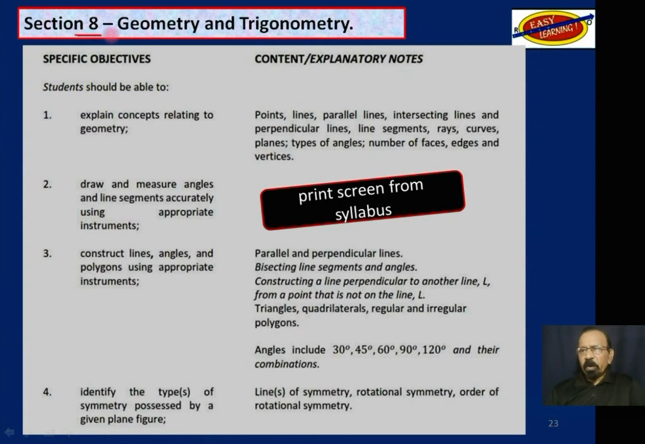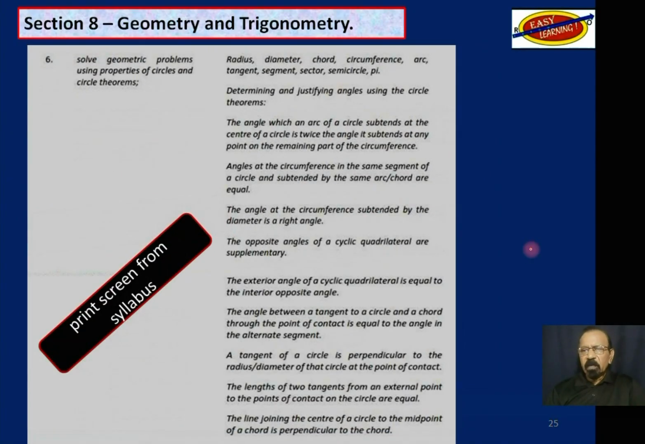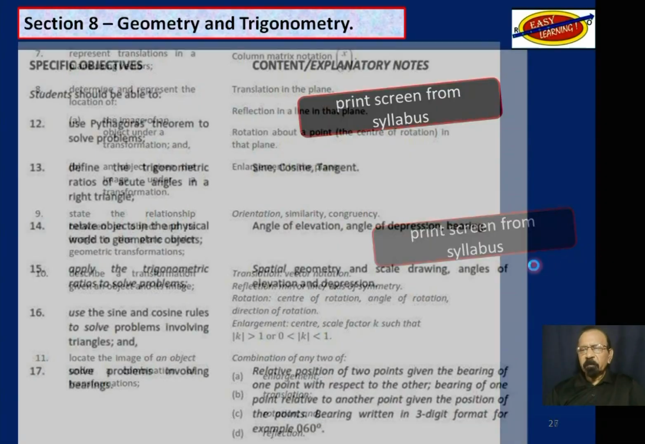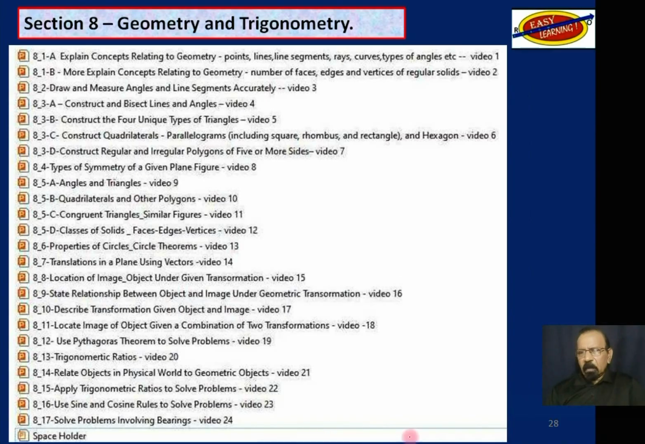Section 8, which is where we are now, geometry and trigonometry. A brief overview of where we are and where we are going. This is a print screen of the first page from that section. Another print screen from the second page. Another from the third page. Another from the fourth page. Another print screen of the fifth page, which takes us to the end of this section. 17 objectives, which I have divided into 24 videos, as you see here.